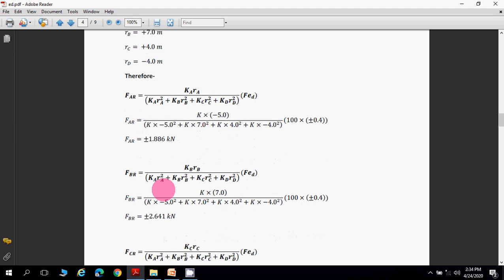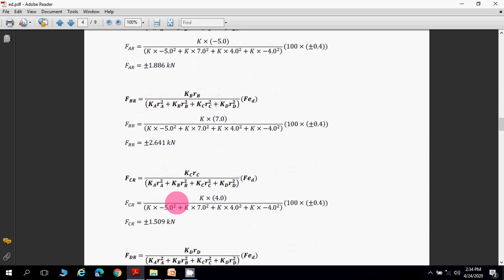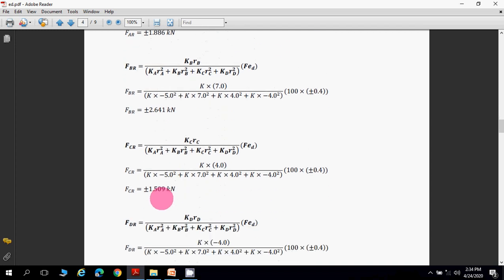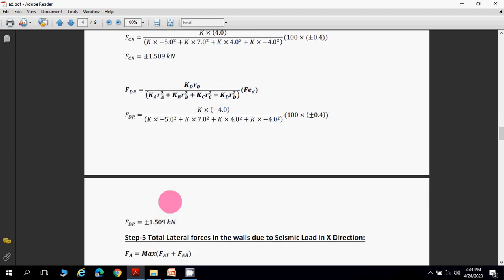Similarly, we can calculate the lateral force in wall B due to torsion, which comes out as plus or minus 2.641. Similarly, for wall C it is plus or minus 1.509, and for wall D it is also plus or minus 1.509.